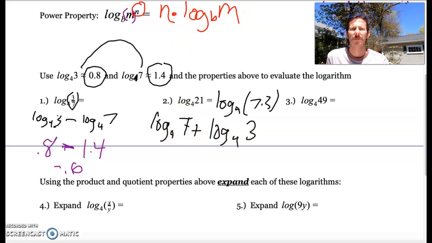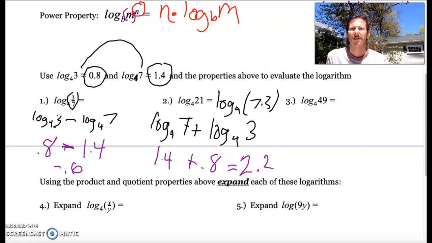And again, I've got my substitutions I can play around with here. Now I already know log base 4 of 7. That's about 1.4. So this expression is 1.4. This expression over here is approximately 0.8. And if I add those together, I should get 2.2, I believe.